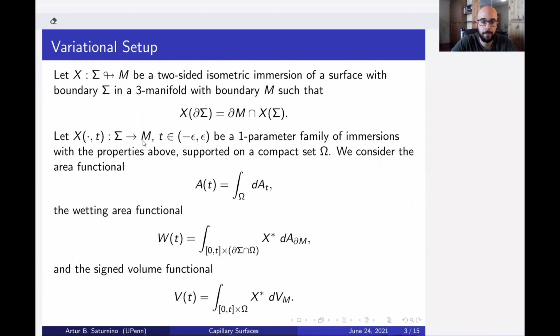And this here, as I already said, is the mean curvature of sigma, so it's also non-negative. And this last term, kappa partial sigma, is the geodesic curvature of the boundary of sigma with respect to sigma. So it is an intrinsic quantity of sigma.